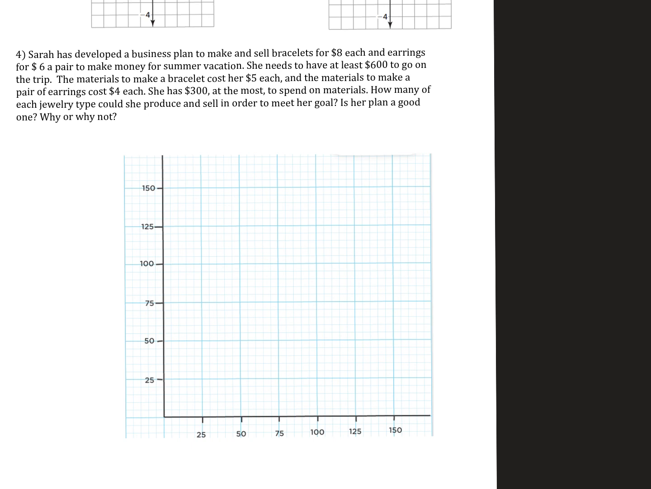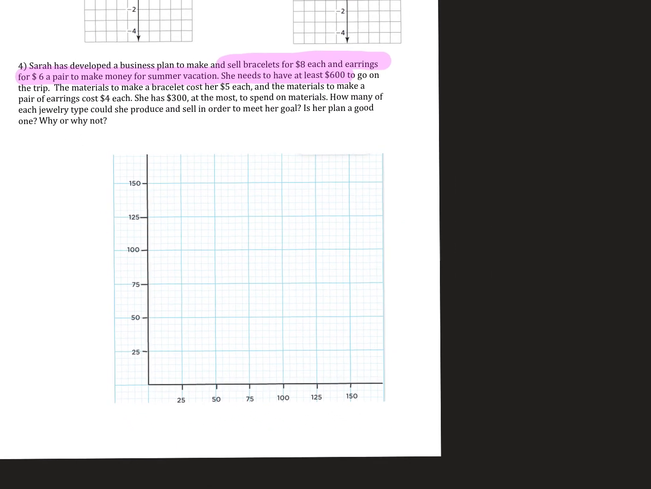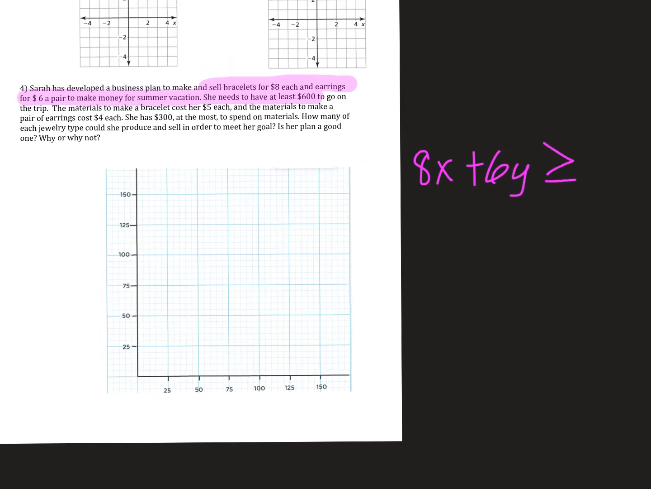Okay, thanks. First, she's going to sell bracelets for $8 each and earrings for $6 each. So the first thing we're talking about is income, right? So what she's actually going to bring in. She needs to make at least $600 for her trip. So the first inequality, I'm just going to pick x for bracelets because that came first. So 8x plus 6y needs to be greater than or equal to 600.